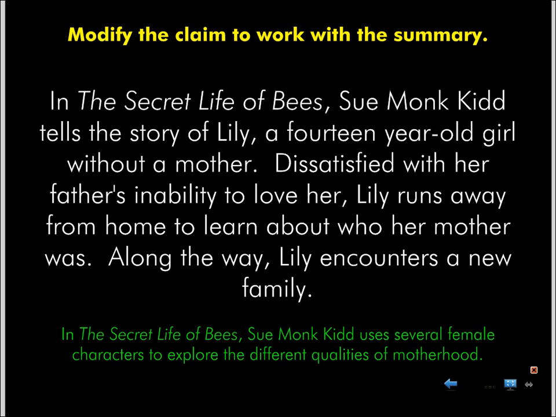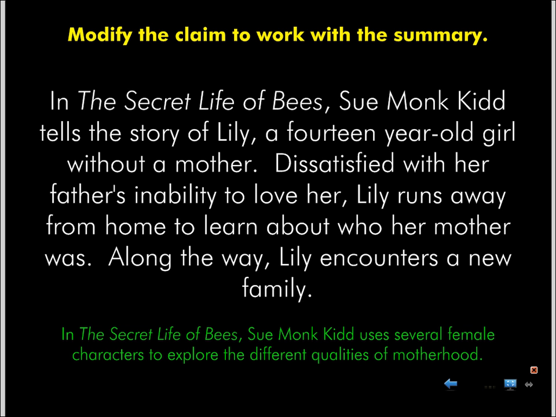But now I need to modify the claim to work with the summary. Joey's right. If you read it as it is, it sounds awkward. In The Secret Life of Bees, Sue Monk Kidd tells the story of Lily, a 14-year-old girl without a mother. Dissatisfied with her father's inability to love her, Lily runs away from home to learn about who her mother was. Along the way, Lily encounters a new family. In The Secret Life of Bees, Sue Monk Kidd uses several female characters to explore the different qualities of motherhood. Joey, what are we going to do to change the claim so it fits with the preceding summary?